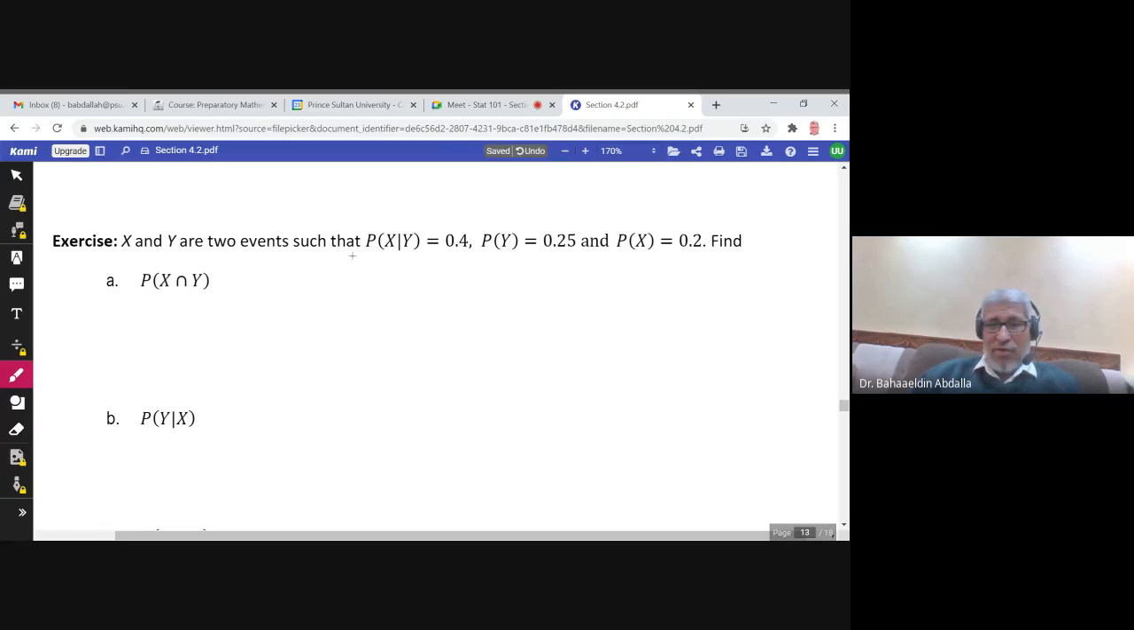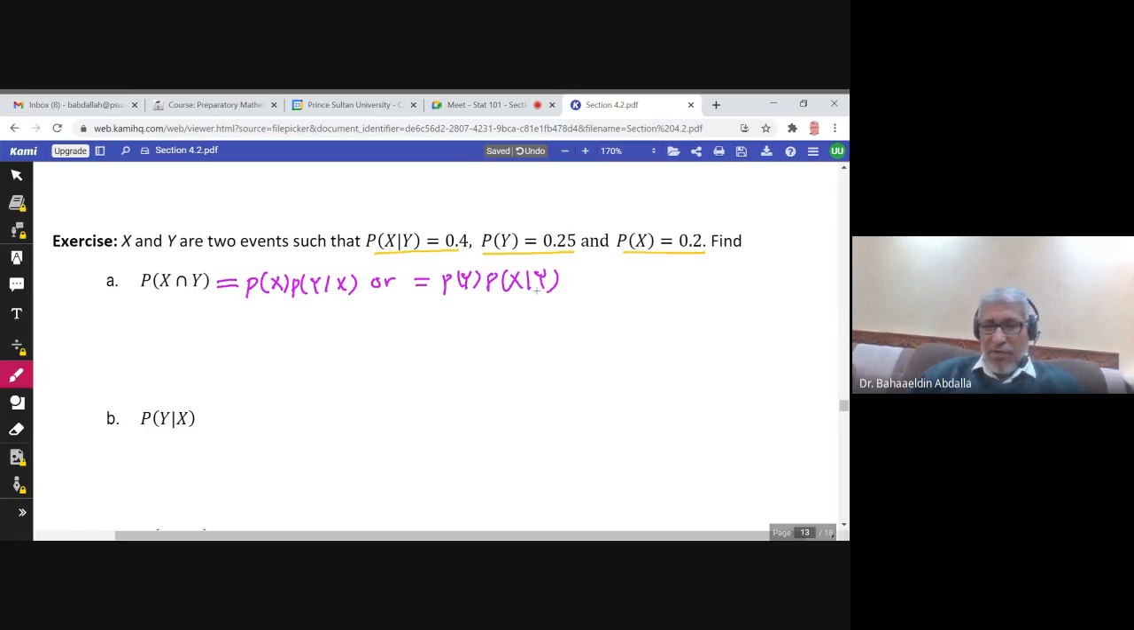X and Y are two events such that the probability of X given Y is 0.4, the probability of Y is given, and the probability of X is given. Some questions: what is the probability of X intersection Y? Well, X intersection Y would be the probability of X times the probability of Y given X. But do we have Y given X in the question? No. So I cannot use this. Or it is the probability of Y times the probability of X given Y.